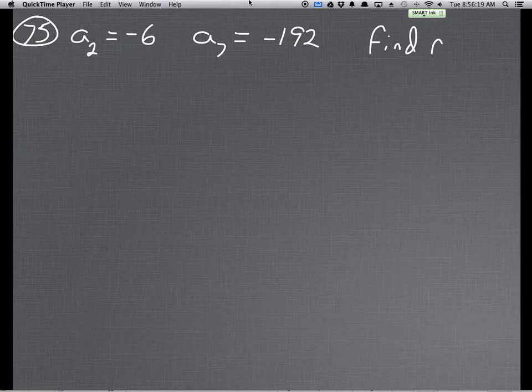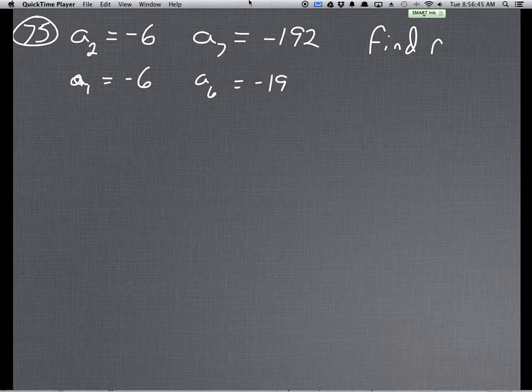Number 75. They give me a sub 2 is negative 6, and a sub 7 is negative 192. They want me to figure out what r is. You just make a sub 2 a sub 1. Very good. So I want to make a sub 2 a sub 1, which means a sub 7 needs to change to a sub 6. Okay? Which formula do I want to use?